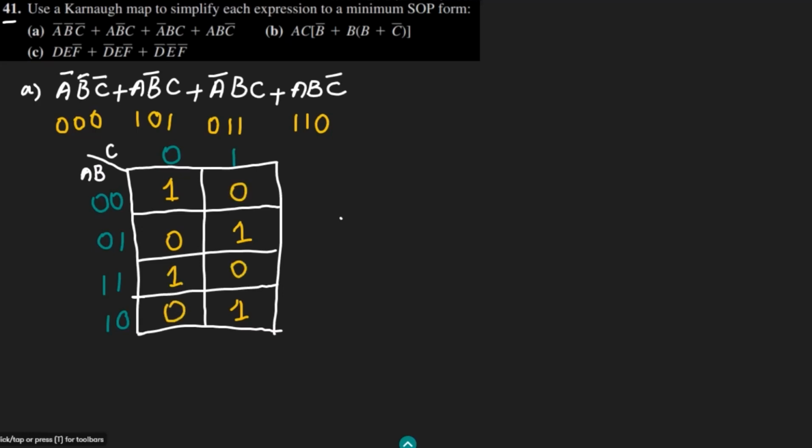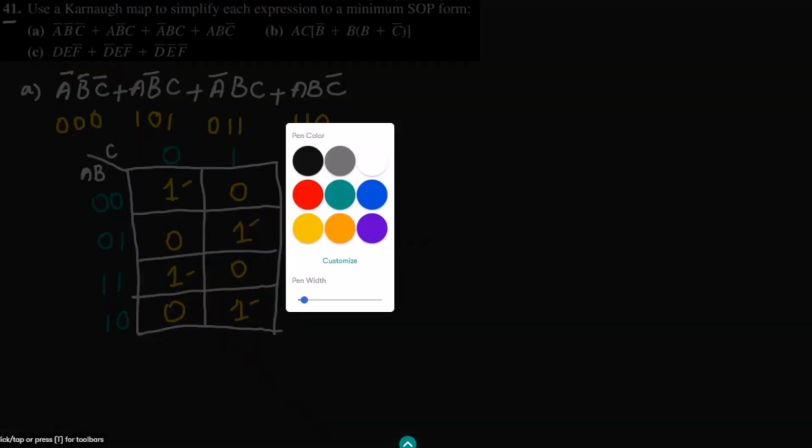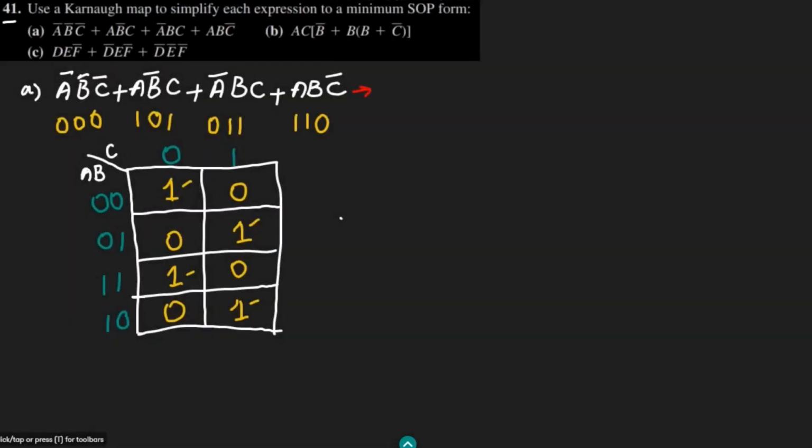We can very clearly see here that it cannot be simplified, because not any 2 or 4 or 8 of the bits which are ones can be combined together. It is very clear that this is a separate one, this is a separate one, this is separate, and this is separate. They cannot be combined in consecutive manner because they are far apart. So therefore it is already the simplified one, and no simplification is needed for this question.